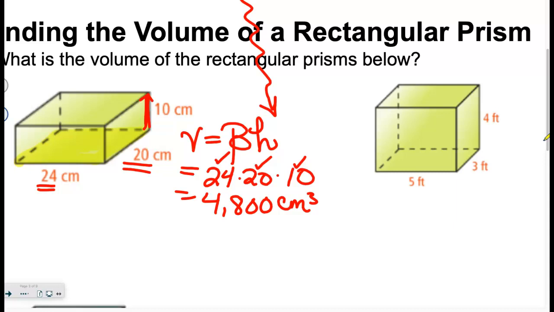Something to note also is since it's multiplying, you can throw it in any order. I think that's a question on the worksheet. It says, what if you let this one be the base instead? I always let the bottom be the base, but remember, for the box, it doesn't matter. So then I would have done 20 times 10 and filled it up with a 24 height. So the order does not matter.